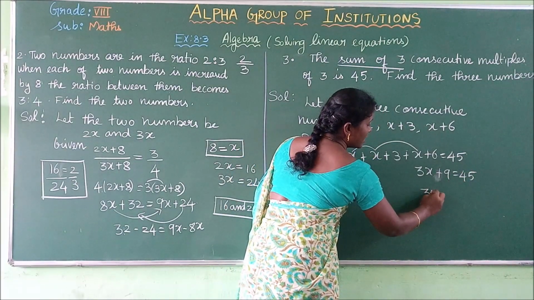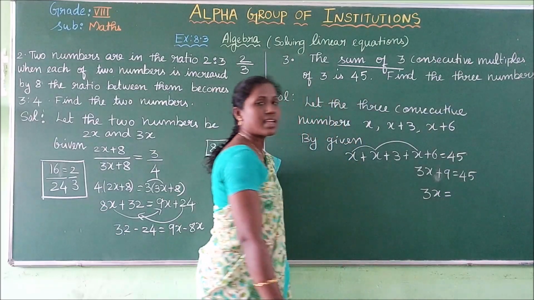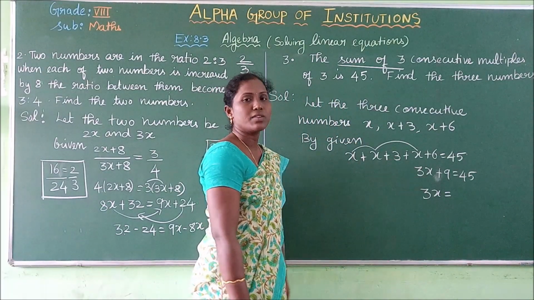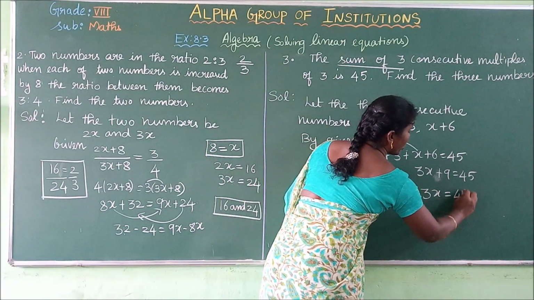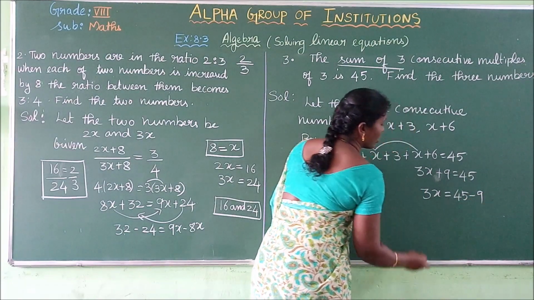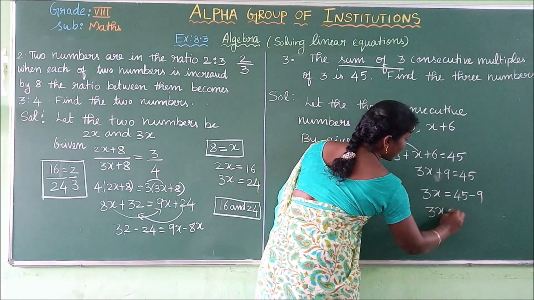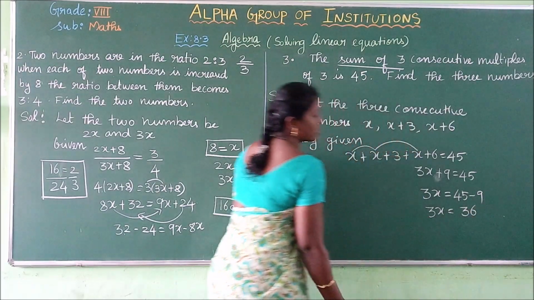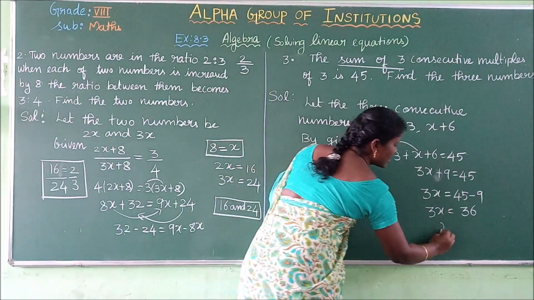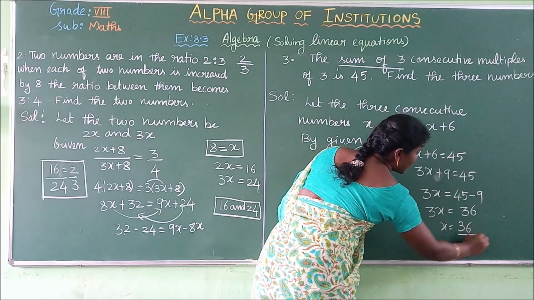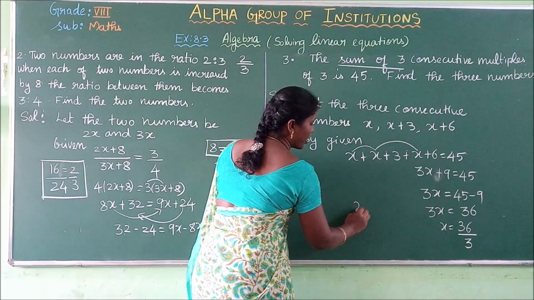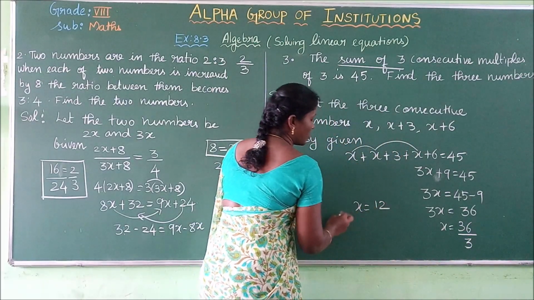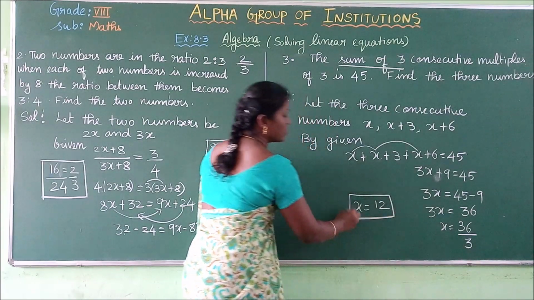So how to solve this? I have to focus on x alone, so take the number to the other side of the equation. 45 minus 9, what is the value of 45 minus 9? It is 36. So 3x is equal to 36, x is equal to 36 by 3. So finally we got the value of x is equal to 12.